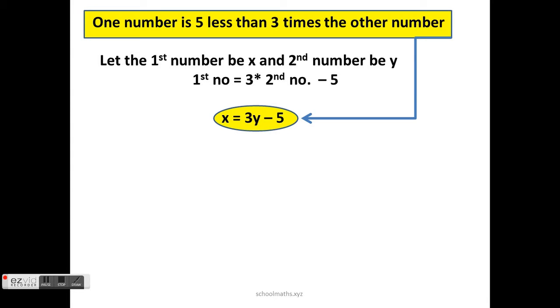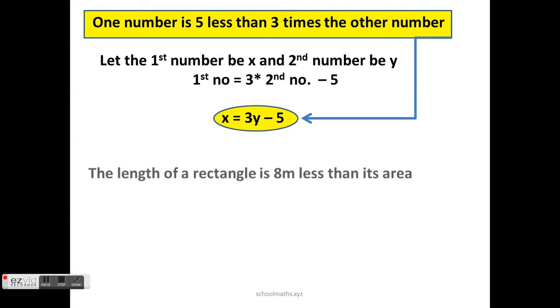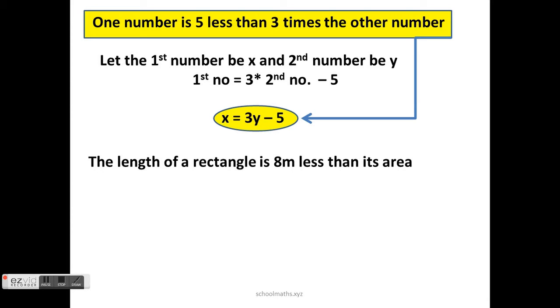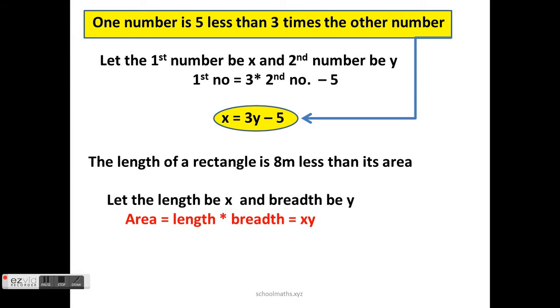Next, the length of a rectangle is 8 meter less than its area. That is all given. Length is given, breadth is not given. Without breadth, we cannot find the area. So we will take the length as x, breadth as y. First, we will find the area. You know the area of a rectangle is length into breadth. So area is xy.